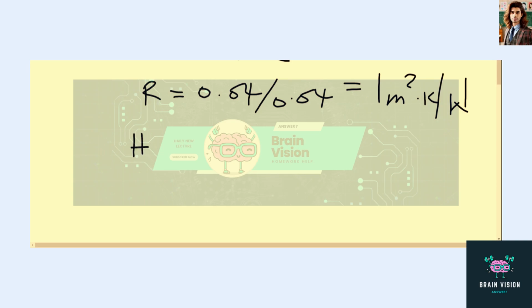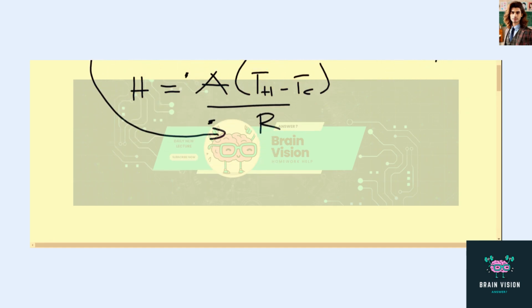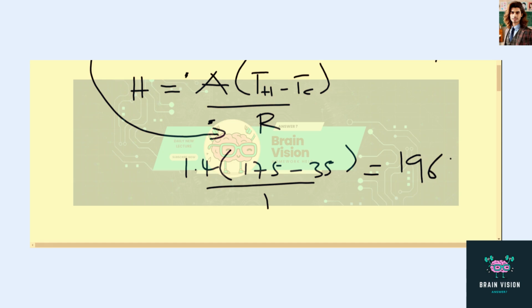Now, the heat current and the thermal resistance are related in this equation as A times the bracket TH minus TC, all divided by R. Let us not forget that the K and the L over here flipped around, so since they flipped around, we have to put in R. That is how come we have the equation like this. So when we put the values in and solve, that is 1.4 times the bracket 175 minus 35 divided by 1, and this should also give you 196 watts.